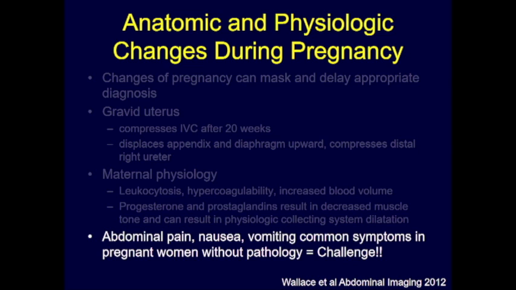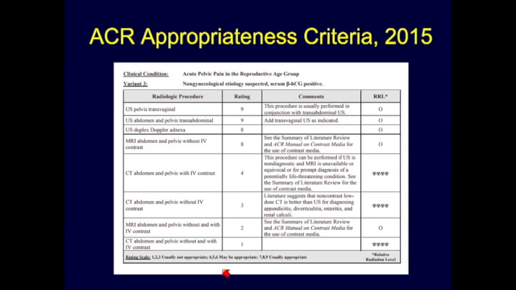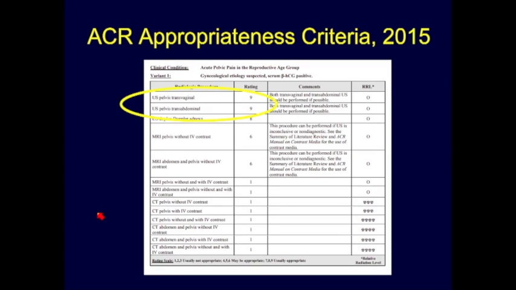So the abdominal pain, nausea, vomiting, which are very common symptoms in a normal pregnancy, can really overlap with pathology, and it really causes a diagnostic dilemma and challenge to differentiate pathology from underlying normal physiology. So what does the ACR say? The ACR recommends ultrasound as the first-line test to perform in a pregnant patient with acute pelvic pain when non-gynecologic etiology is suspected, and again, ultrasound when gynecologic etiology is suspected. So I want to go through a few cases.